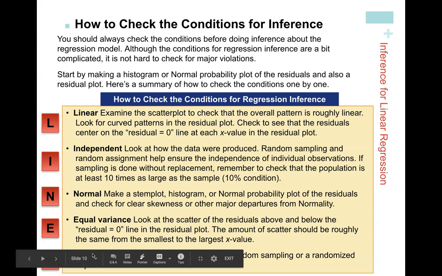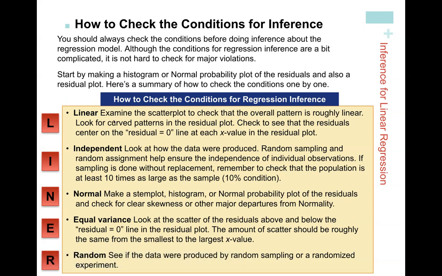Independent and random were the exact same conditions we've always had. Linear, you're just checking that the data is linear. So how do you do that? You're going to look at the residual plot and look for patterns in the residual plot. Make sure that you read the residual plot from left to right and that there is no clear pattern. Okay, look at the zero line. You want to see that about half the dots are above and about half the residuals are below.